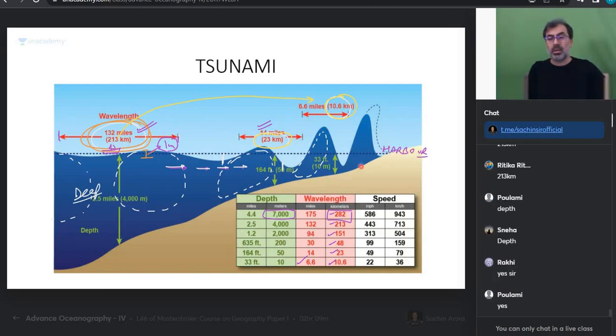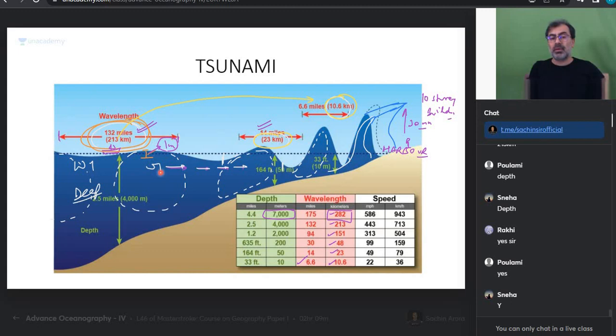Harbor means port. If this wave reaches over here, there's a full chance that this wave will break. Full chance that this wave will break. And what will be the height? This height can be 30 meters. 30 meters means a 10-story building. Do we get that? 30 meters. And it is the same wave.